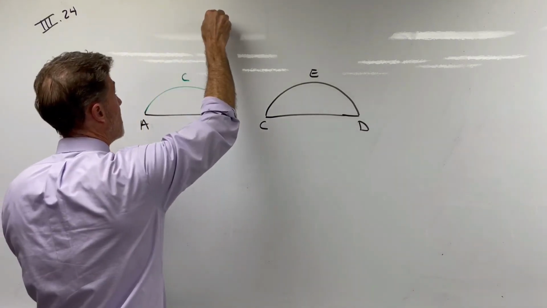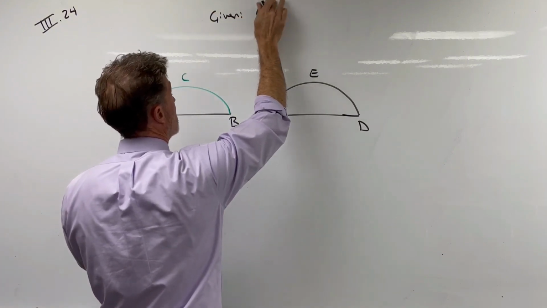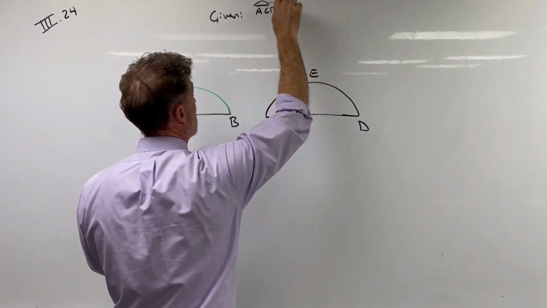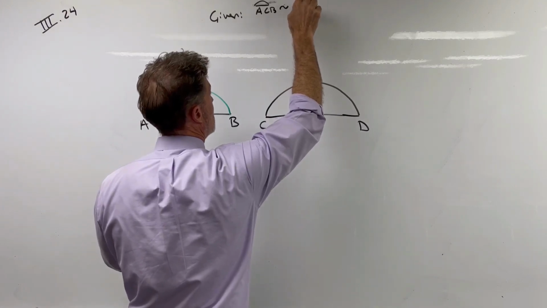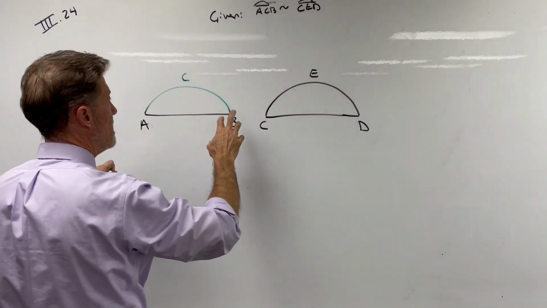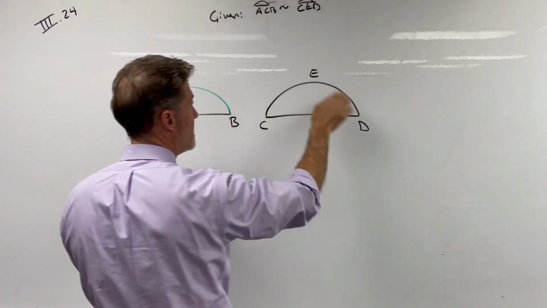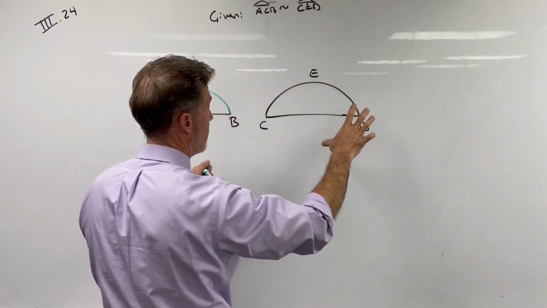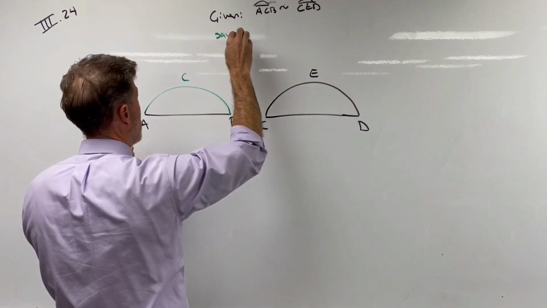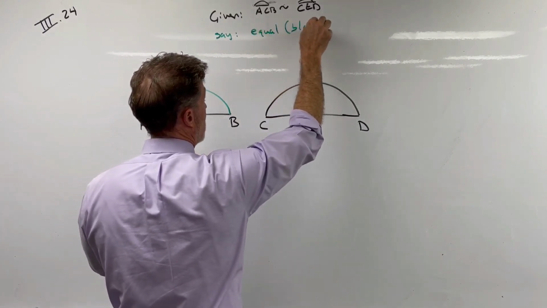So it's given that this segment ACB is similar to segment CED. And what we're going to prove is that when we apply ACB to CED, it's going to perfectly coincide in every respect. And if it coincides, then it's going to be equal. So I say that these will be equal because they will coincide.